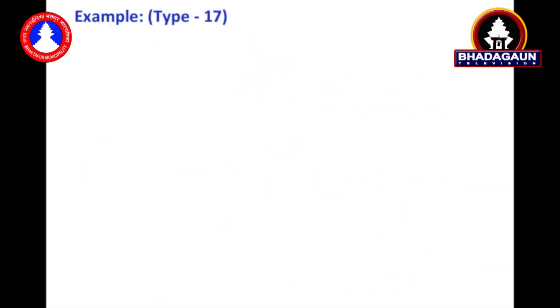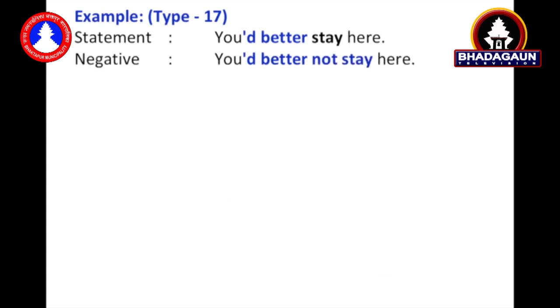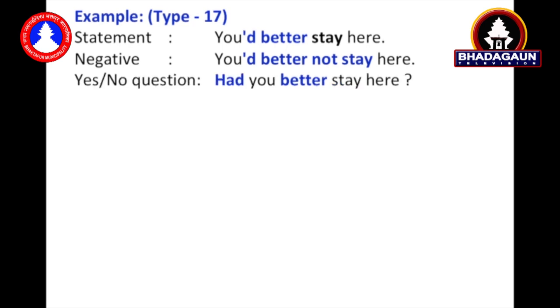Dear students, now example type 17. Let's go to the affirmative statement. That is, you'd better stay here. Here we have a little bit different structure. You'd better stay here. Apostrophe D, better is here. What is negative? Let's say, you'd better not stay here. Not is used next to better. And its question is, had you better stay here?